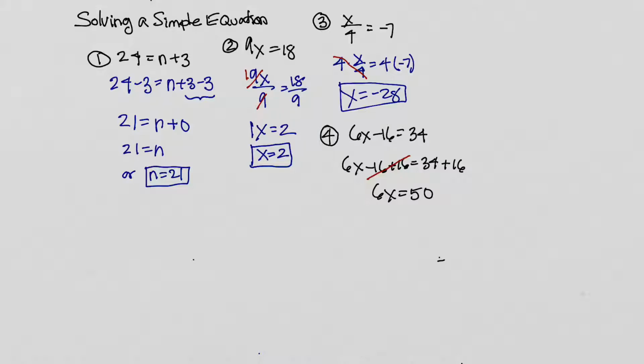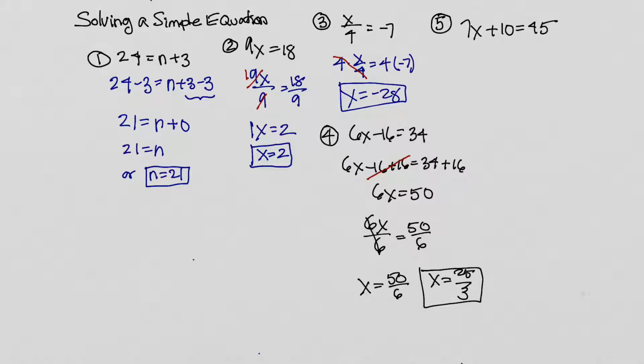And now I'm going to undo this multiplication by dividing. Let's divide both sides by 6. So it'll look like this now. 6x divided by 6 equals 50 divided by 6. These 6's are going to cancel, and we will be left with x equals 50 over 6, but we can reduce that, right? They're both even, so we could divide both of these by 2, and that will give us that x equals 25 over 3.